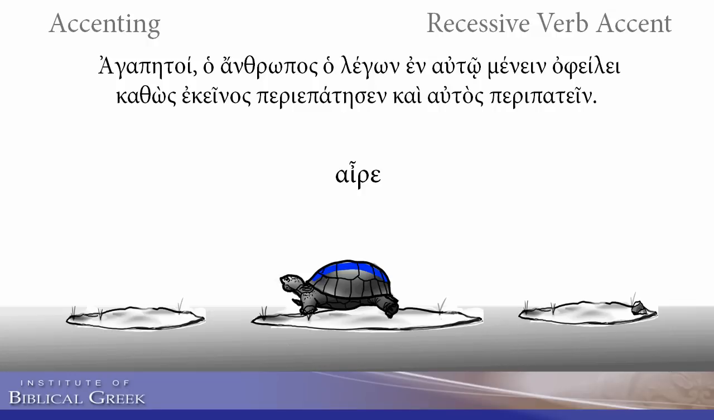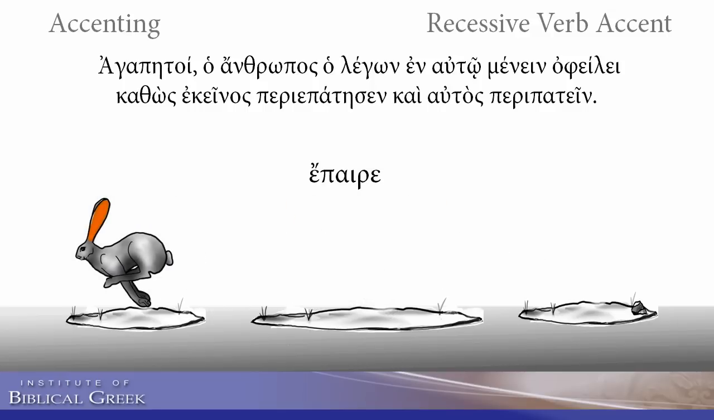Now, if we put a prepositional prefix on this verb, ep, again, just lift up, now we have our three syllables, and so we can accent with an acute on the antepenult. Again, we're simply following our principle of recession for verbs. We're trying to accent as early as possible.